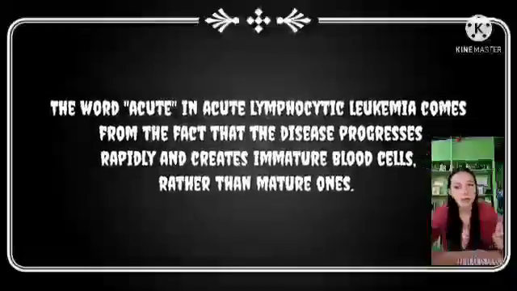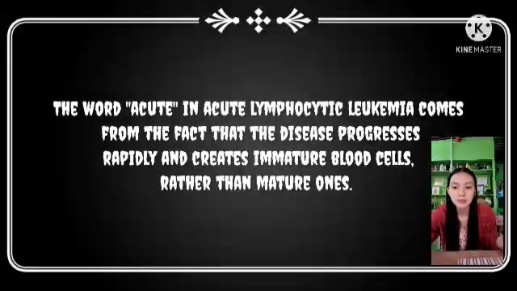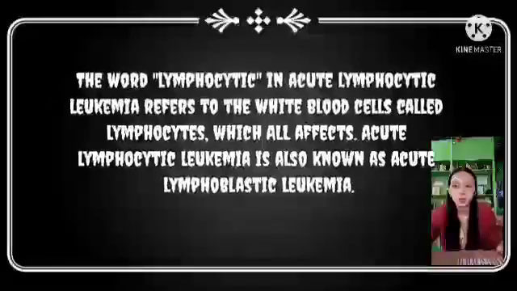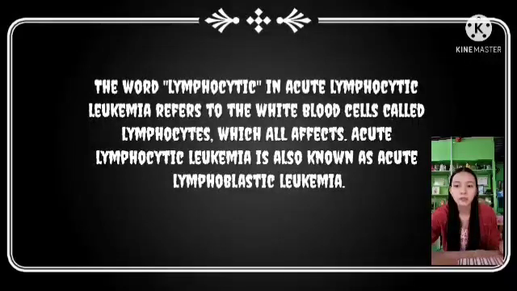The word acute, in acute lymphocytic leukemia, comes from the fact that the disease progresses rapidly and creates immature blood cells rather than matured ones. The word lymphocytic refers to the white blood cells called lymphocytes, which acute lymphocytic leukemia affects. Acute lymphocytic leukemia is also known as acute lymphoblastic leukemia.